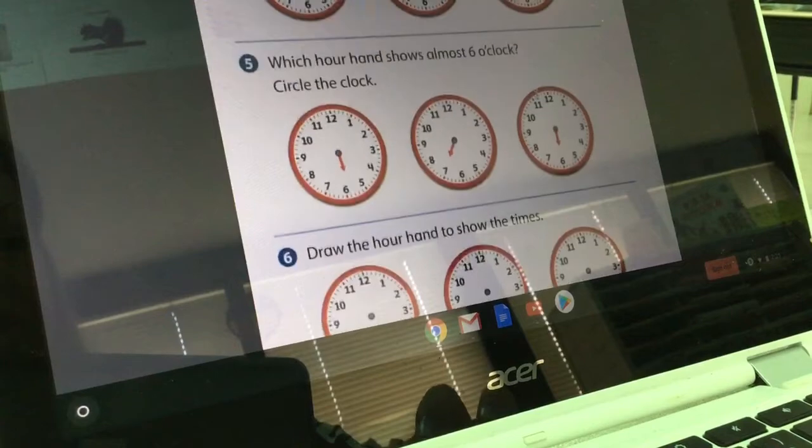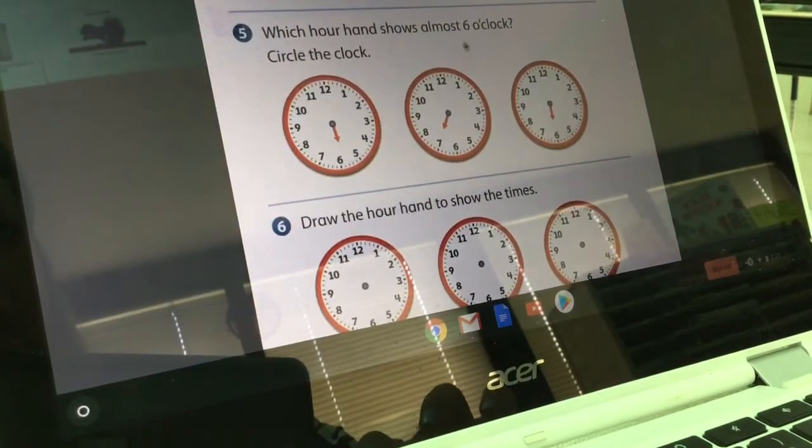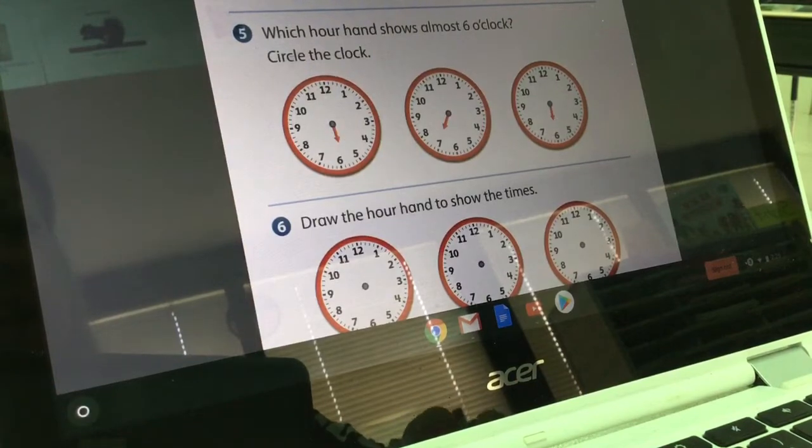Number 5, which hour hand shows almost 6 o'clock? Almost is our key word here, friends. Almost 6 o'clock. That looks like it might be it. I'm not going to circle it until I check the other ones, but that looks like almost 6 o'clock to me. The hour hand is almost on the 6, but not quite. Let's check this one. Almost 6 o'clock. No way. It's on the 7. Can't be that. Almost 6 o'clock. It's perfectly on the 6, so no, that would not be almost 6 o'clock. This is our correct answer. This clock shows almost 6 o'clock. Please circle the first one if you have not done so.